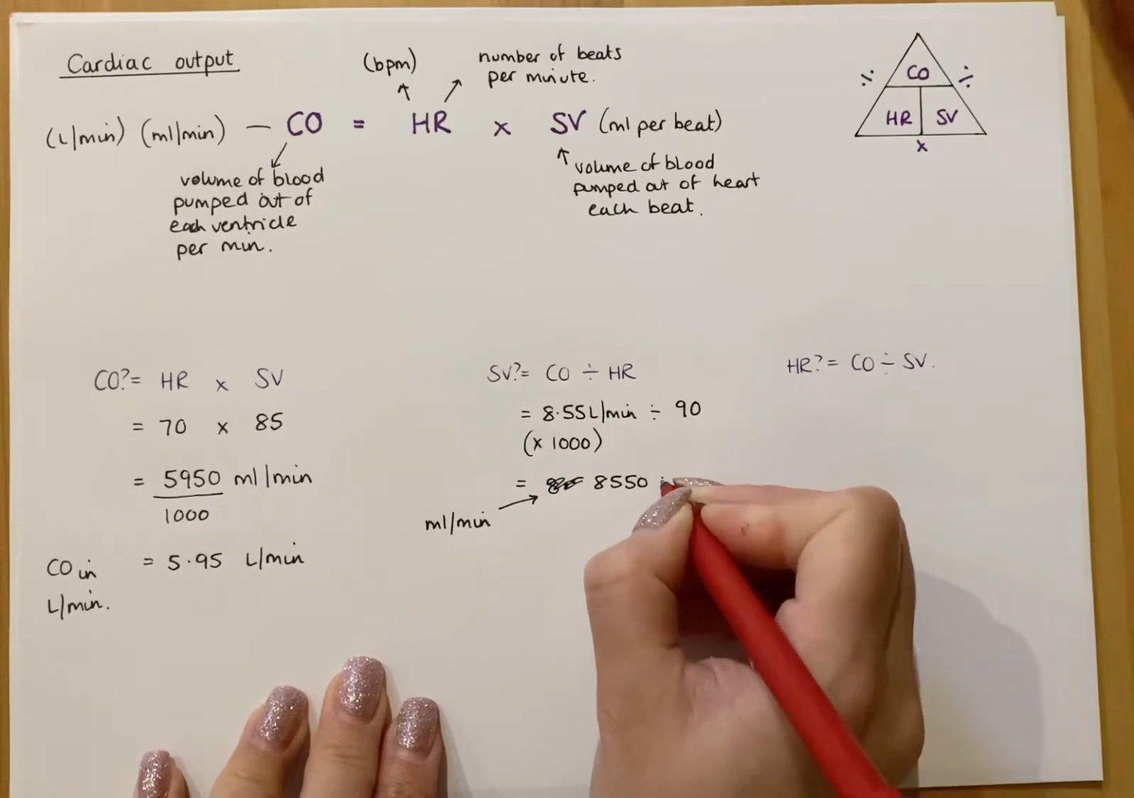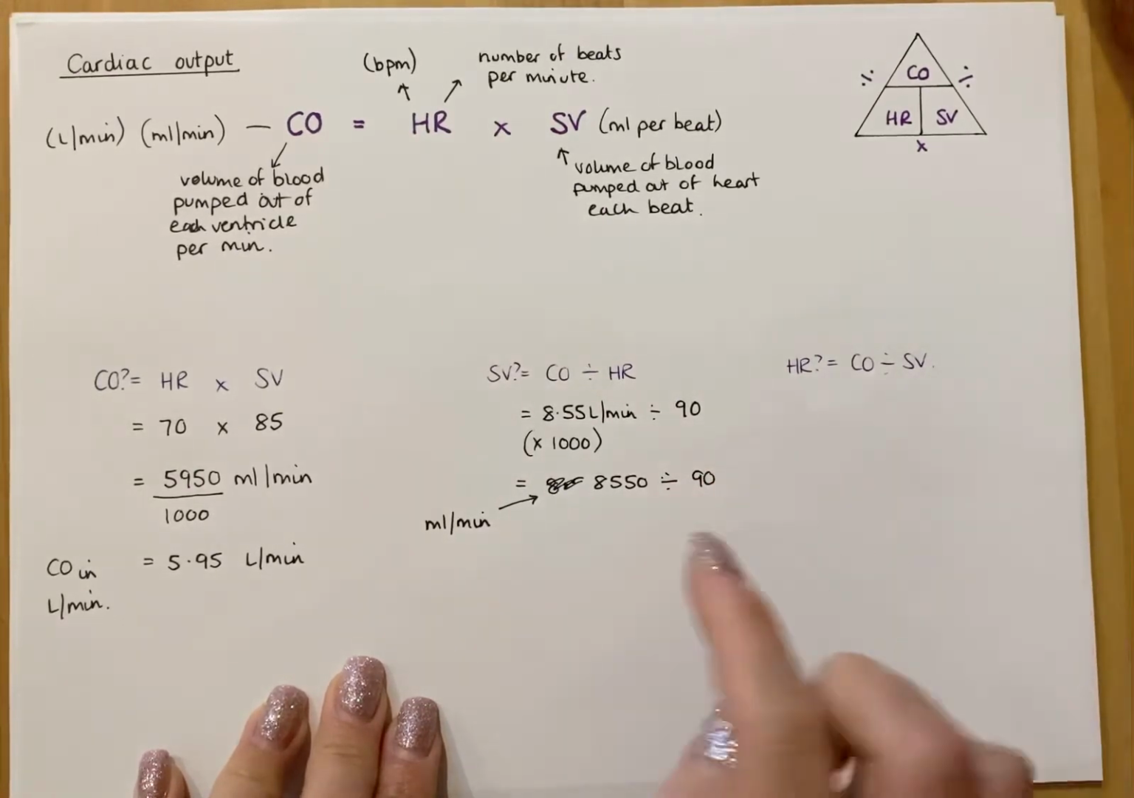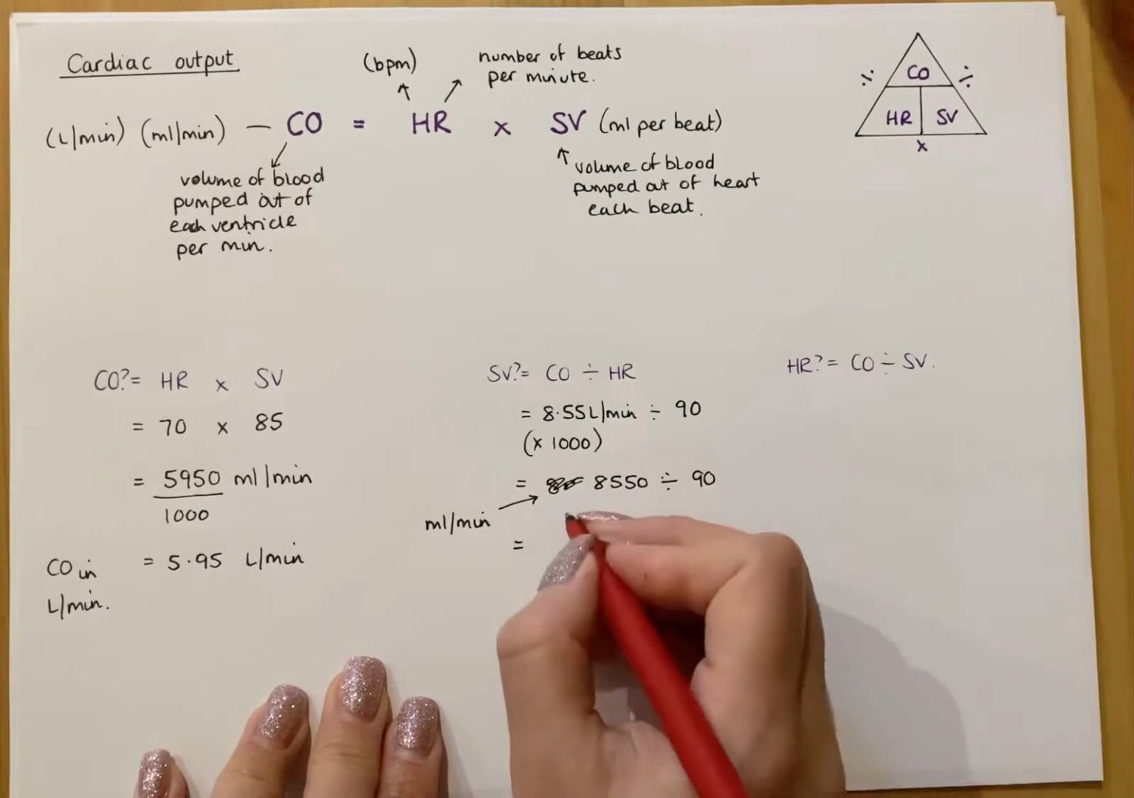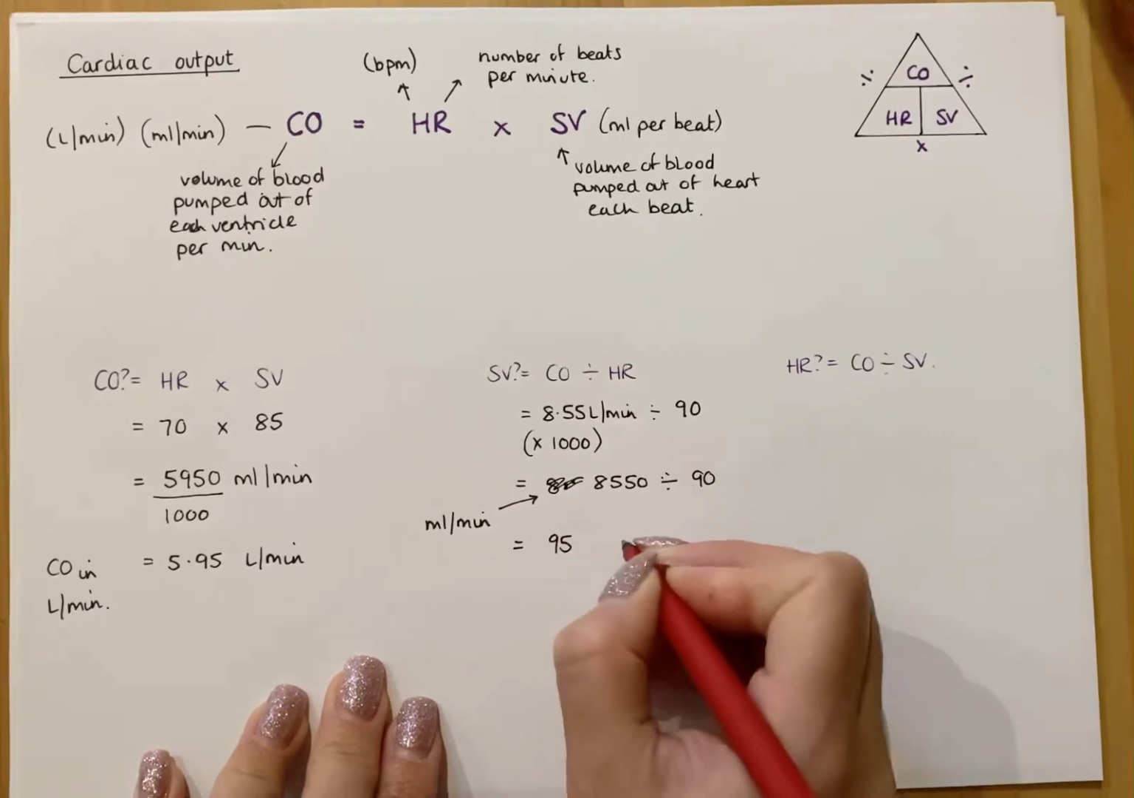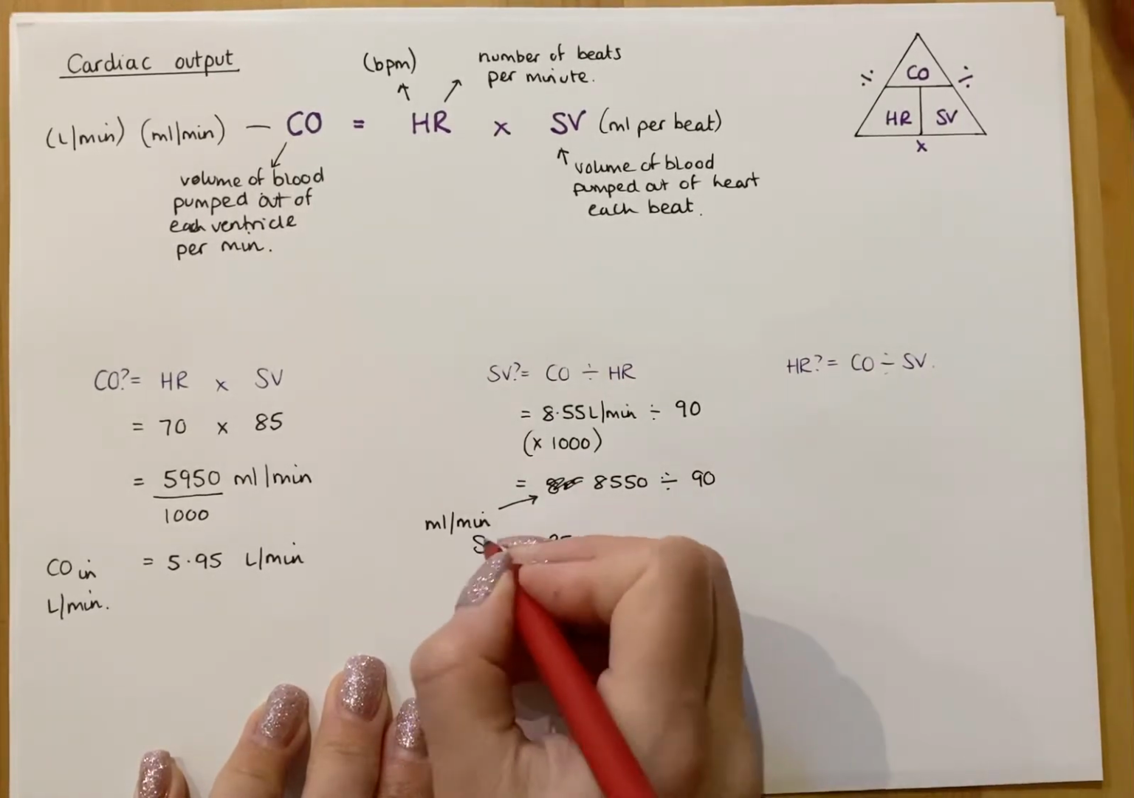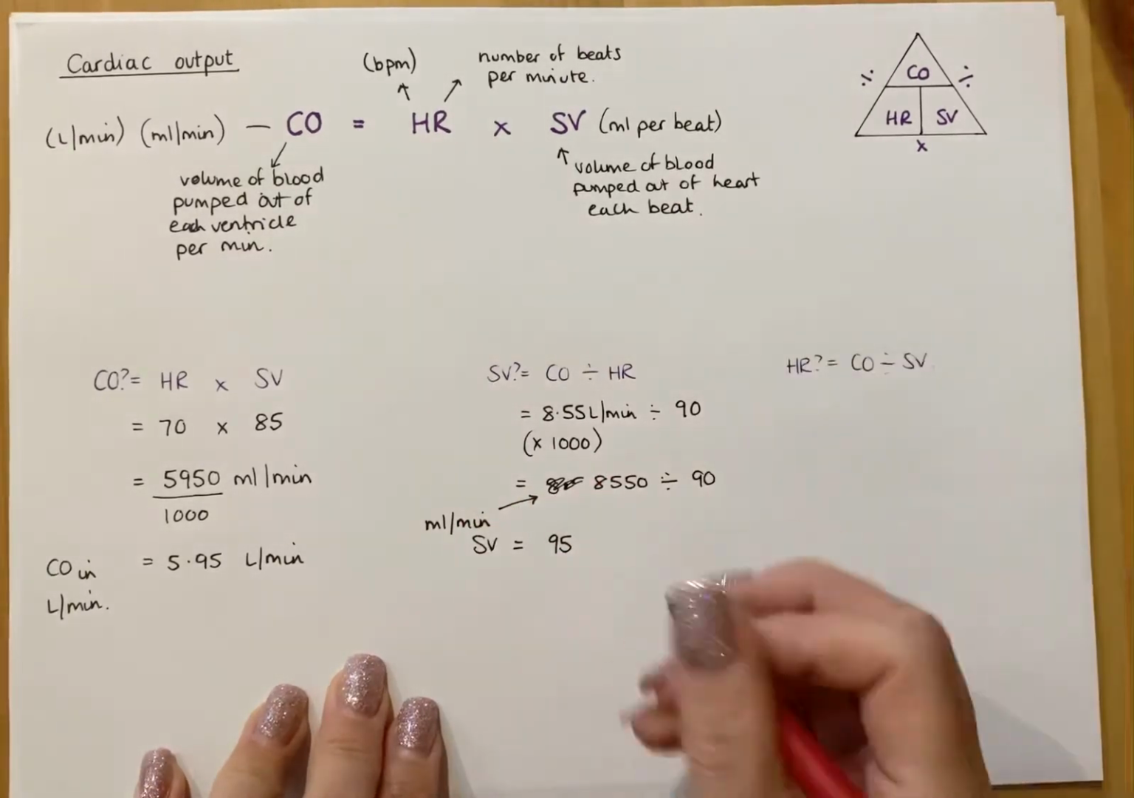Okay, and then you would divide that by your 90 that we had for heart rate. And then the answer it will give you then would be 95. And then because it's stroke volume that we're looking to find out, stroke volume's unit is mils per beat.